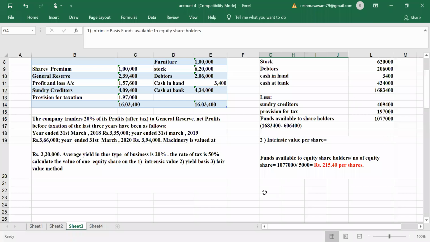Now we calculate point number 2, that is the yield basis.